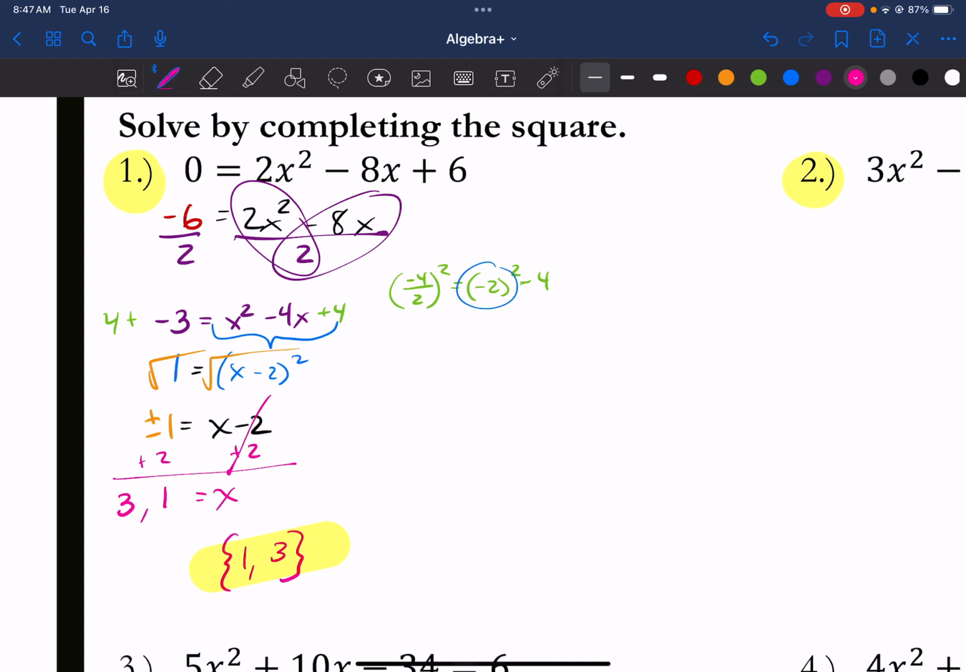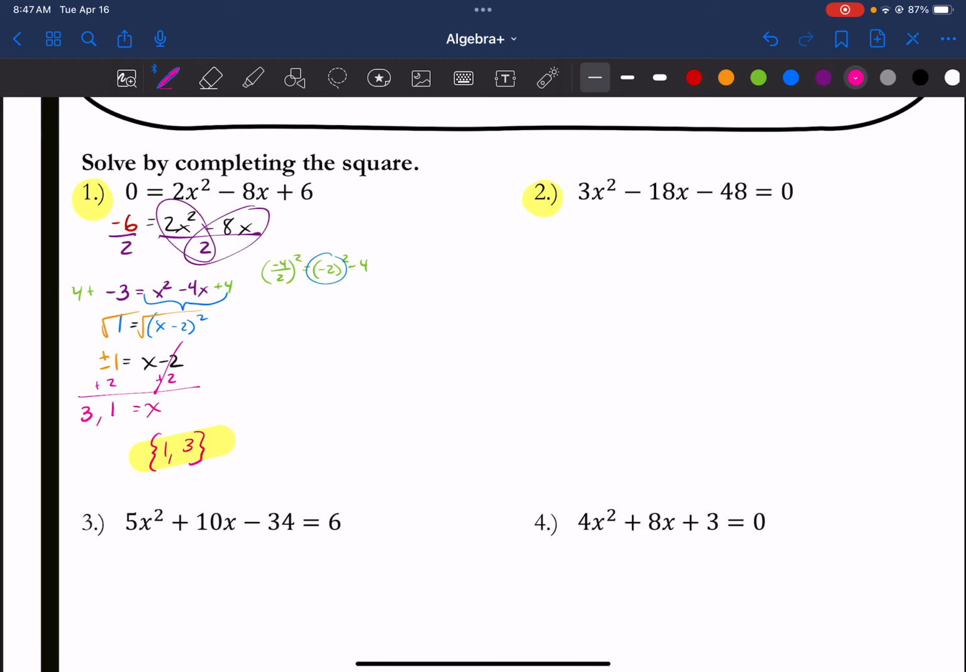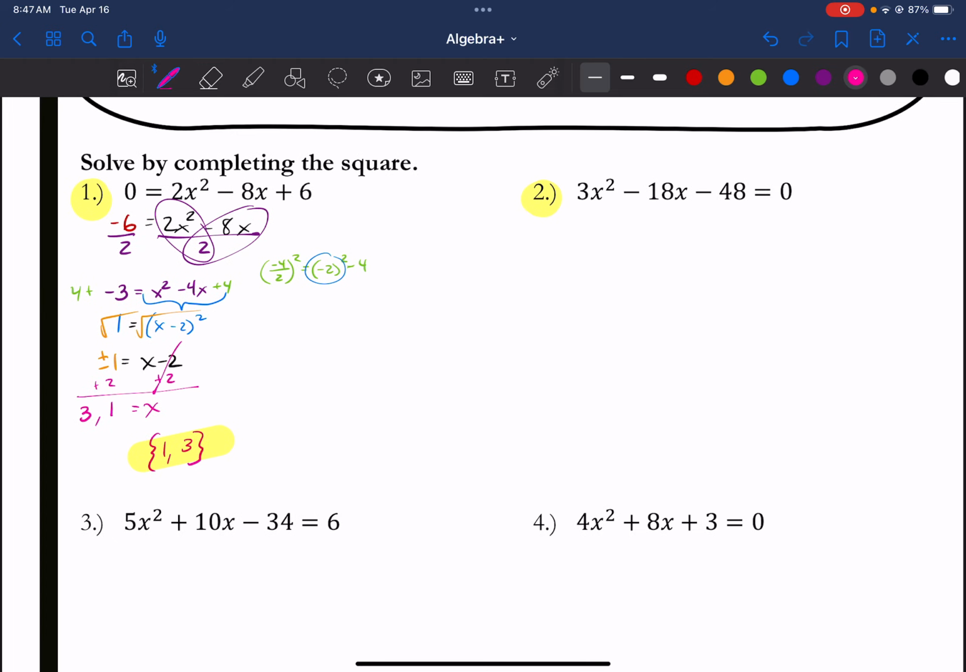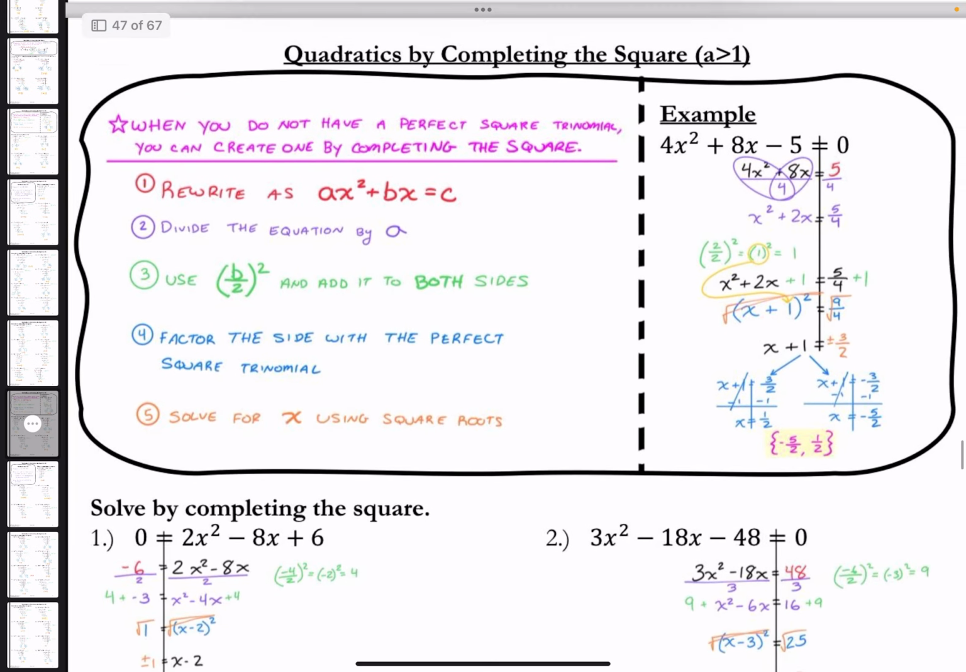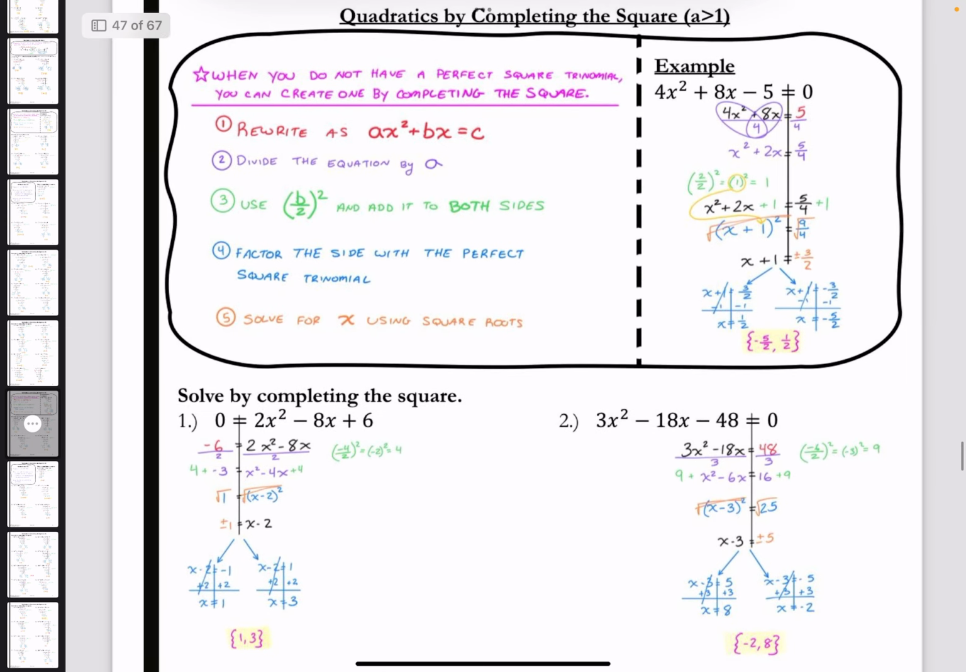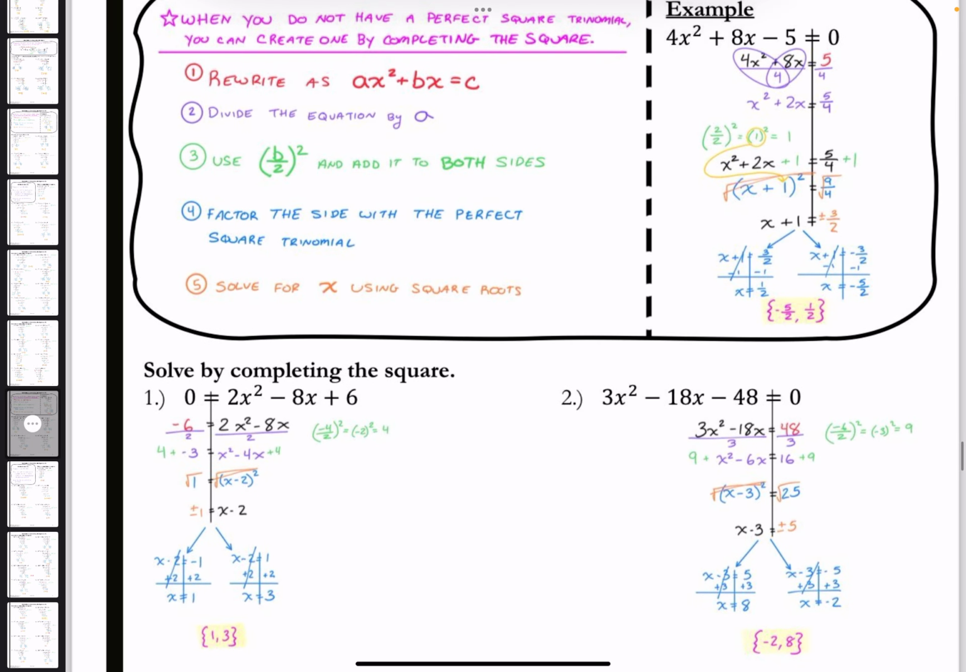Try this on your own with number 2. I will tell you right now, number 2 works out perfectly. Pause the video here. Now that you solved number 2, I'm going to show you the answer. You get a negative 2 and an 8.